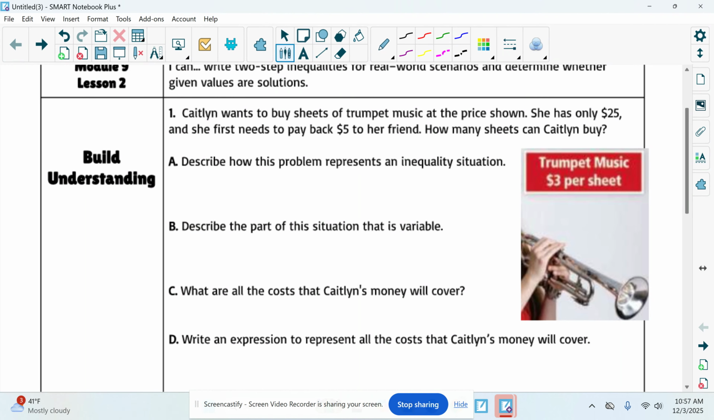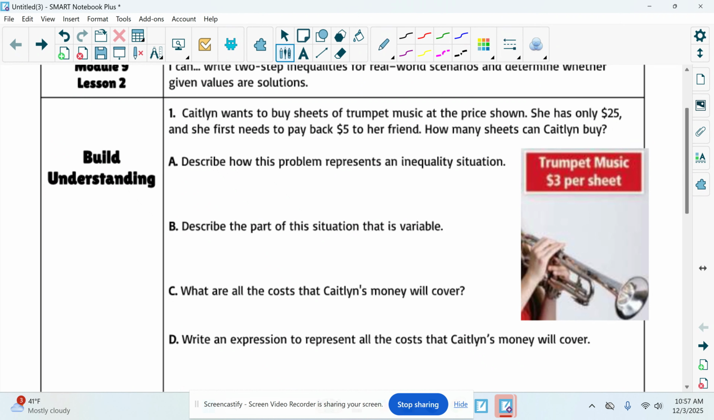Okay, so what's going on here? What's the situation talking about? She needs to buy something, right? How much is the trumpet music? Because it says as shown. What is it? $3 per sheet.